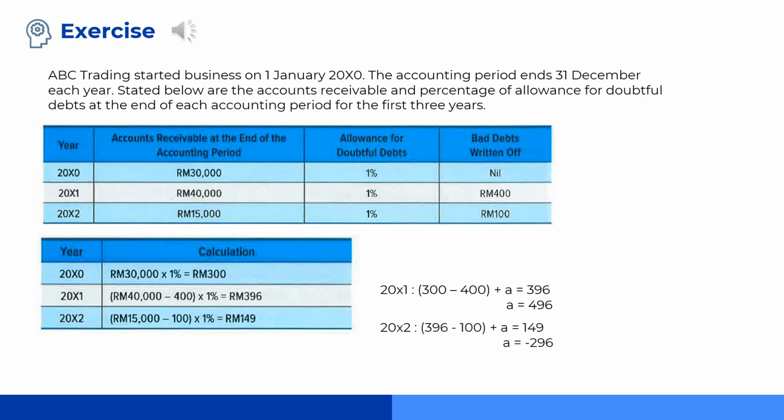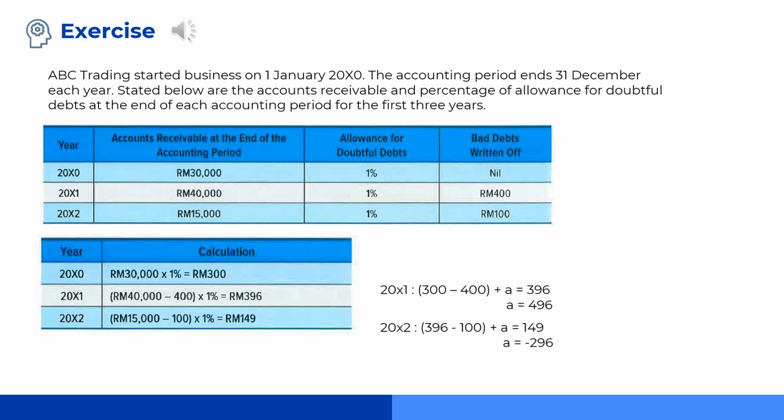In this example, ABC Trading started business on 1st January 20X0. The accounting period ends 31st December each year. Stated below are the accounts receivable and percentage of allowance for doubtful debts at the end of each accounting period for the first 3 years. ABC Trading have decided that the allowance for doubtful debts for each year is 1%. In the first year, there is no bad debt written off, whereas in 20X1 and 20X2, there is bad debt written off of 400 and 100 respectively.